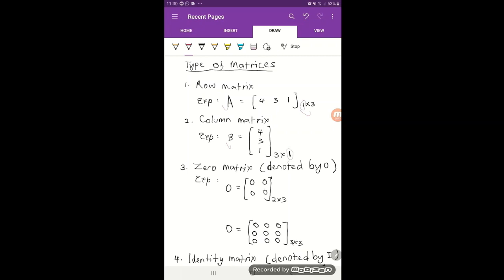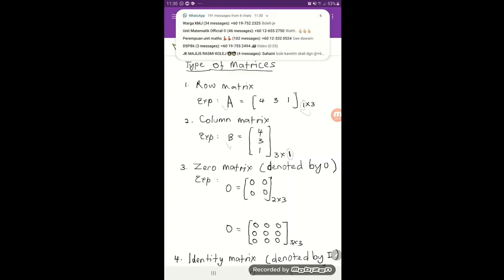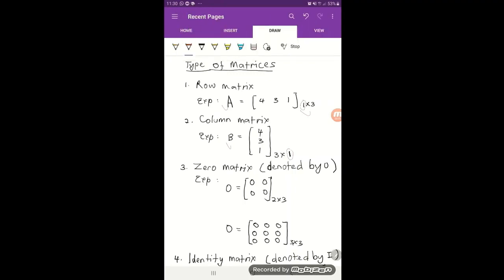And then the next one is the zero matrix. A zero matrix is a matrix in which every entry is 0, and it is denoted by 0. All the entries are 0 here. Okay, this is 2 times 3, 2 times 2, 2 times 2, and then this is 3 times 3.